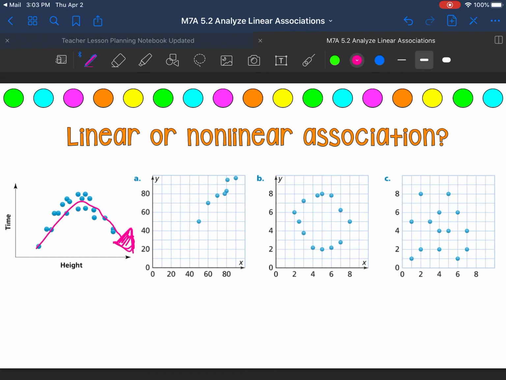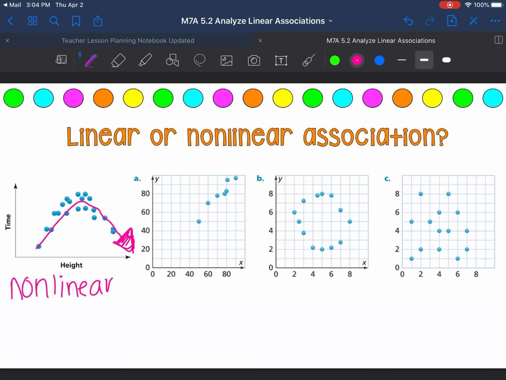Well, think back to the last topic we talked about. In order for something to be linear, it needed to be, hopefully you all just said, a straight line. So when I'm looking at my first graph, my time versus height here, I see that my trend line is not straight. So therefore, it would be non-linear.